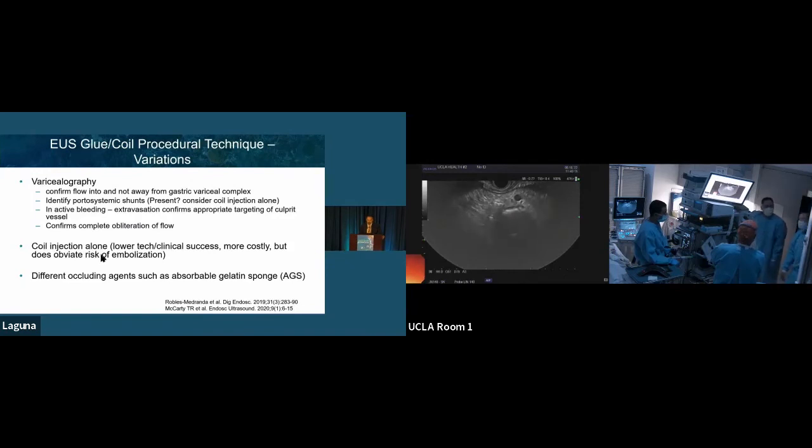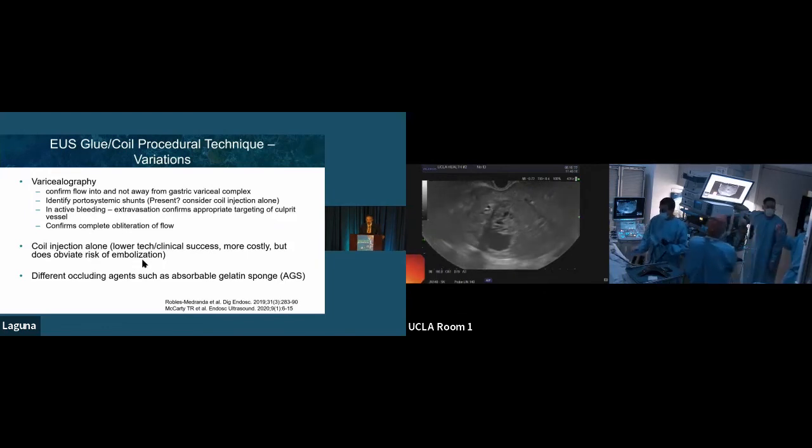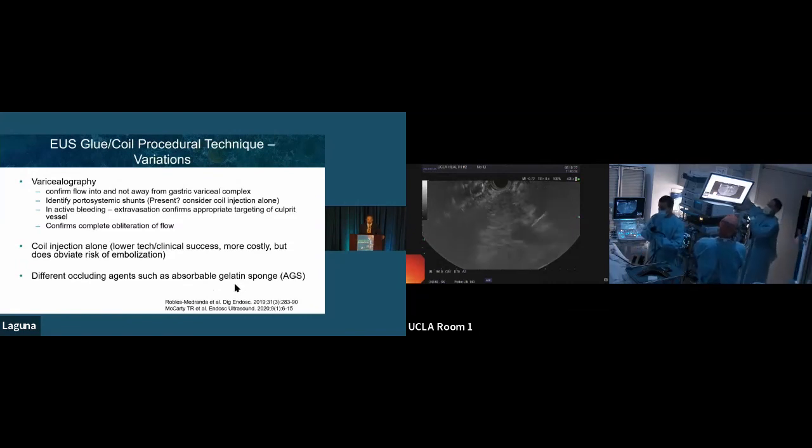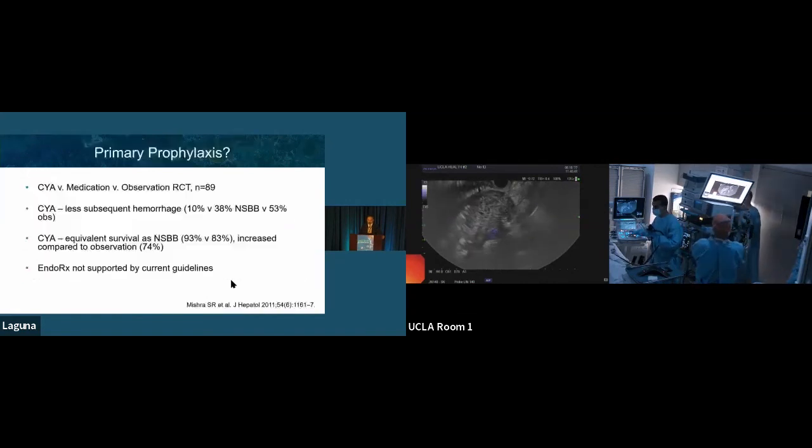There have been investigations, as I mentioned, looking at just coil injection alone, but it tends to have a lower success rate than the combination with glue. And certainly it's more costly as well because we're using more coils per patient. Again, there have been reports looking at absorbable gelatin sponge, but I question whether this is actually going to result in durable obliteration, and perhaps really it's the coils driving the obliteration in these types of cases.